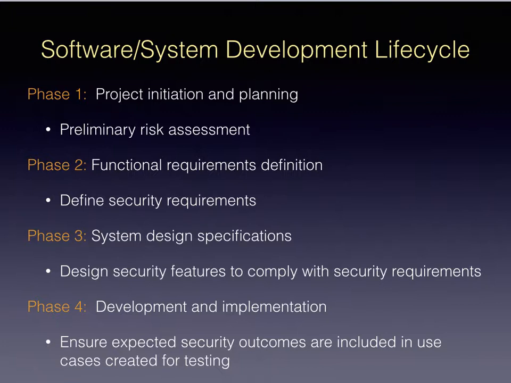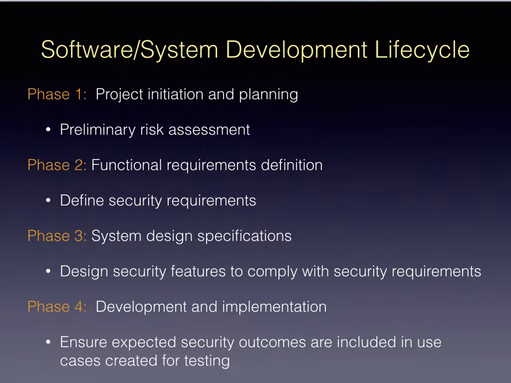Functional requirements are those requirements that the business needs to be able to achieve the outcomes it expects from the solution. Again, we take the risk assessment information from phase 1 and use it in phase 2 to define security requirements around the functional requirements. Phase 3, system design specifications. We design security features to comply with the security requirements. So notice, we're not just adding on security, we're actually including security in the design of the solution.